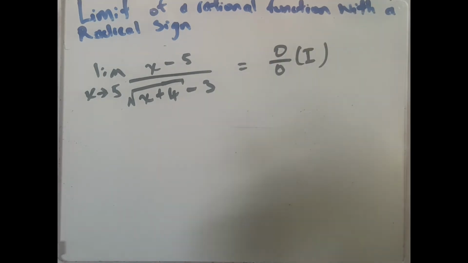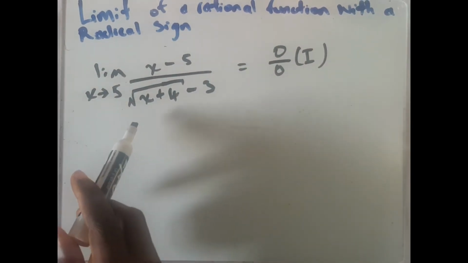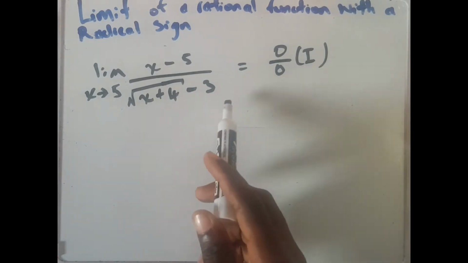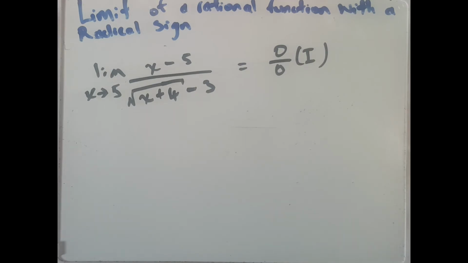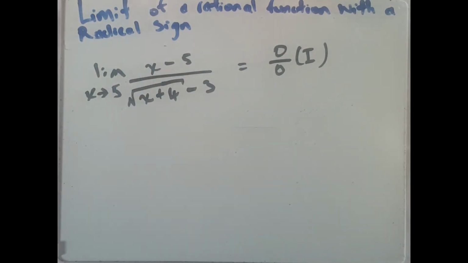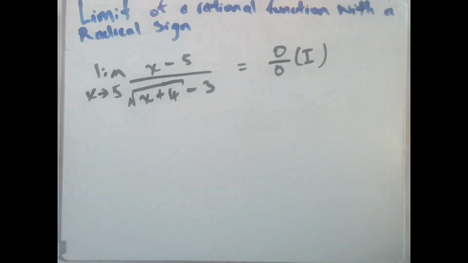If I directly substitute my 5 for x, then this would be 5 minus 5 over the root of 5 plus 4, which would be 9, and the square root of 9 would be 3, minus 3. So that would be 0 over 0. In cases like this where you have a root in your denominator or even in your numerator, at times you will have to rationalize. So let me show you how to rationalize this function. Now in this case it's the denominator that we have to rationalize, because we can see that there's nothing we can do to manipulate the numerator in this case.